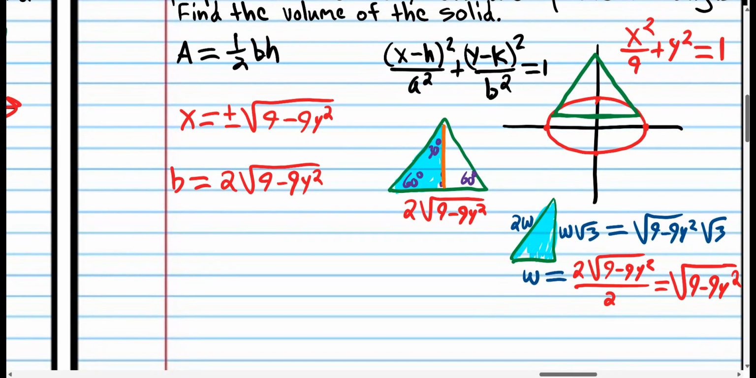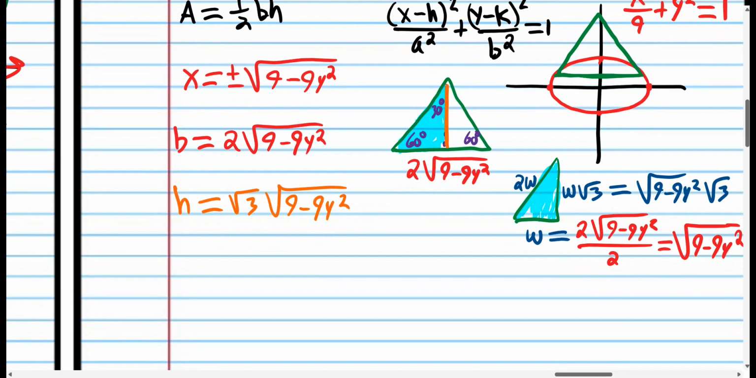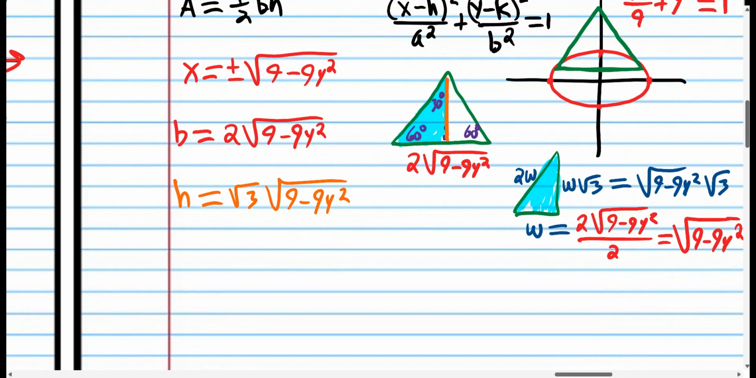So the height is root 3 times root 9 minus 9y squared. Okay, now I'm going to factor out 9 in that root to make things easier for us.